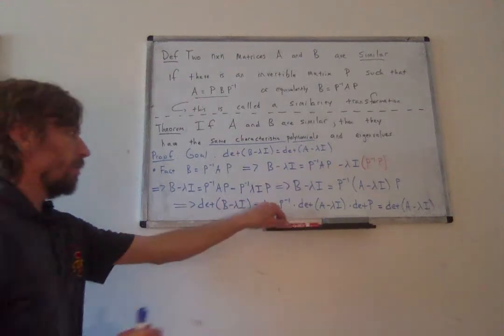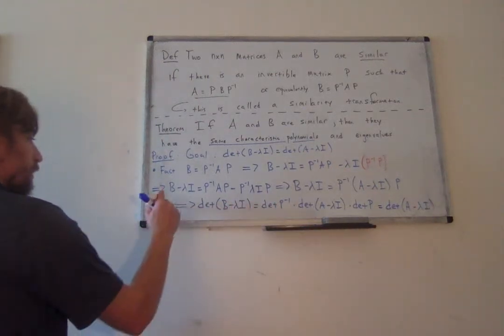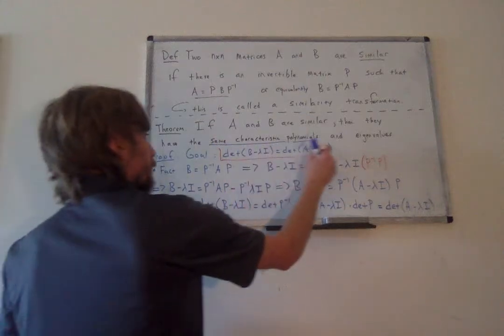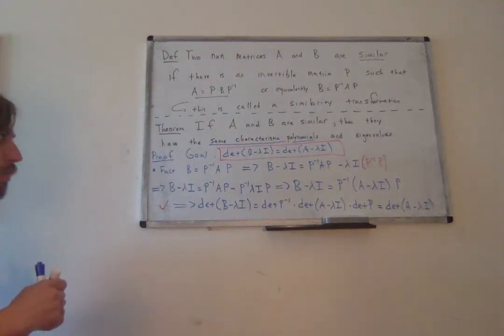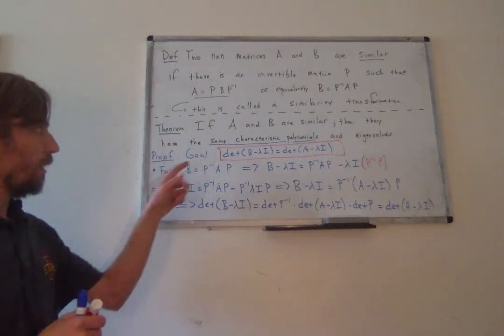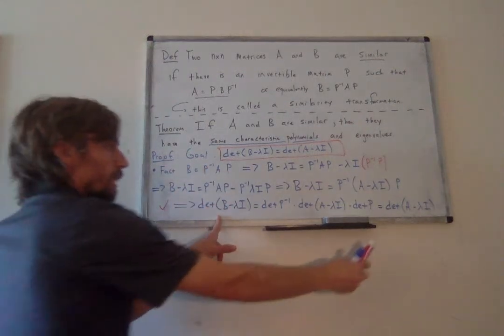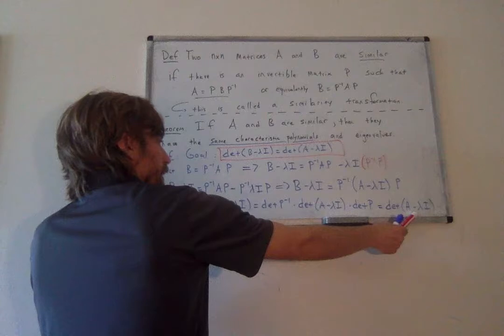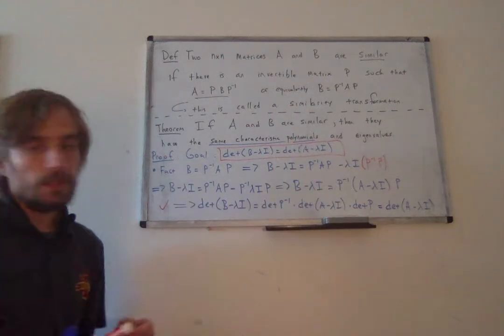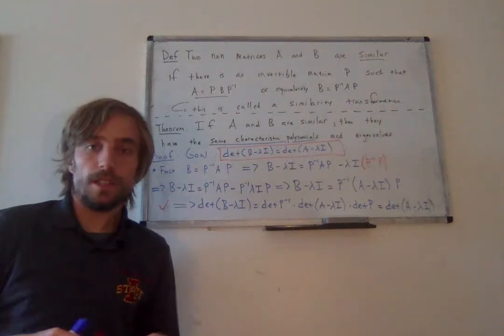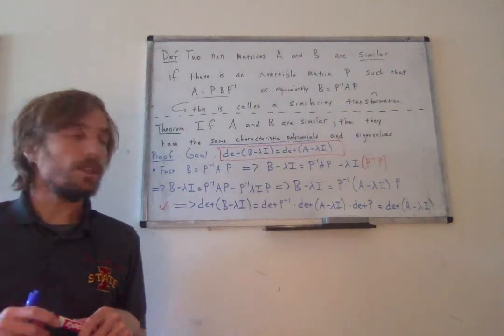So this last line here proves the goal we were working towards, that the determinant of B minus lambda I is equal to the determinant of A minus lambda I. And that means that the characteristic polynomials of A and B are the same, meaning they have the same eigenvalues.